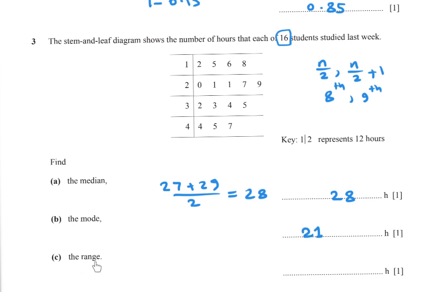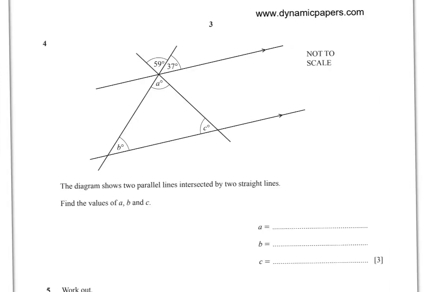To find the range, the greatest value minus the smallest value. The greatest value is 47. And the least value is 12. So 47 minus 12 equals 35.